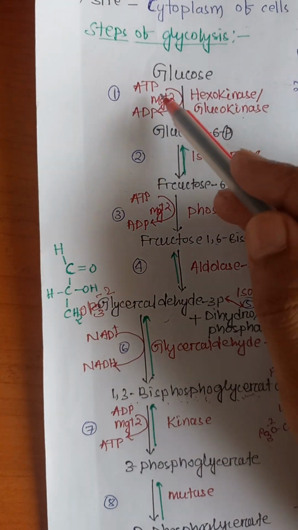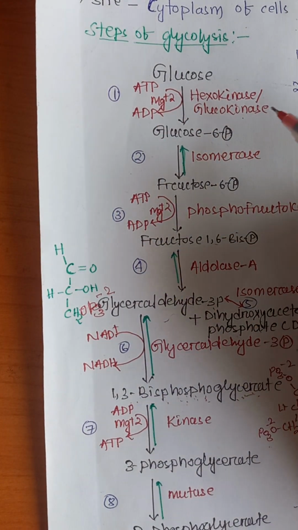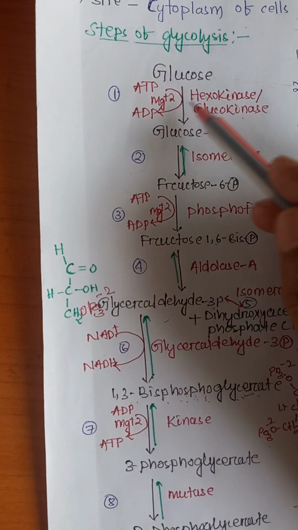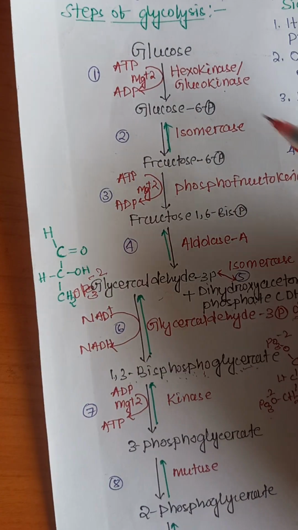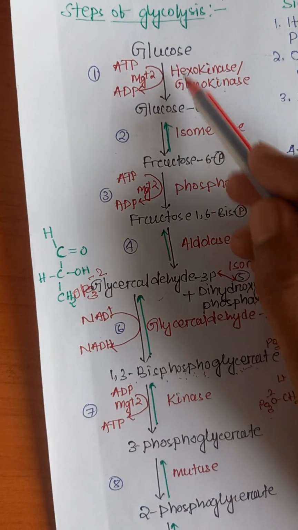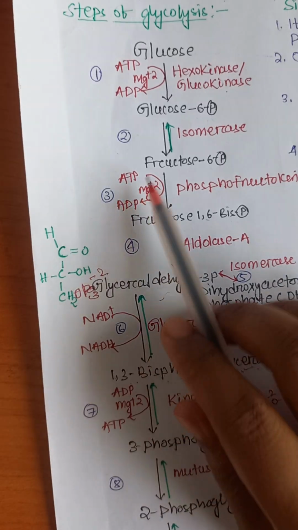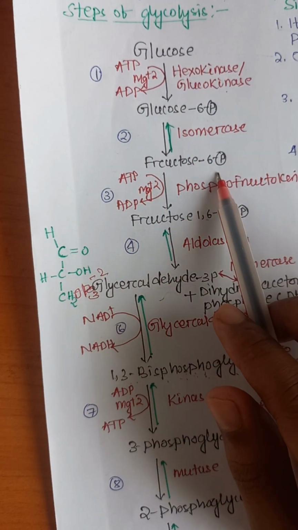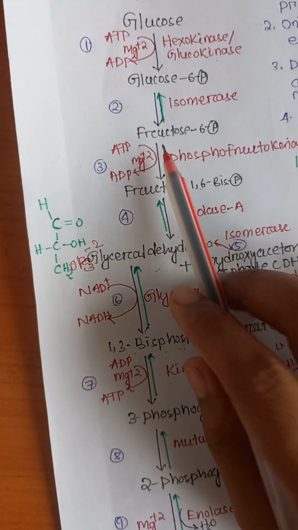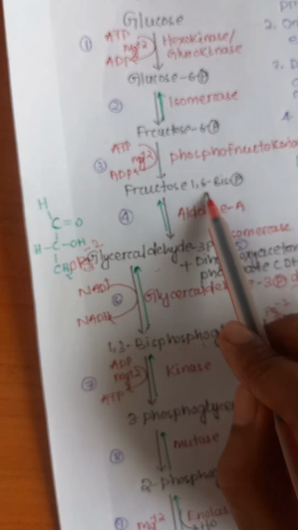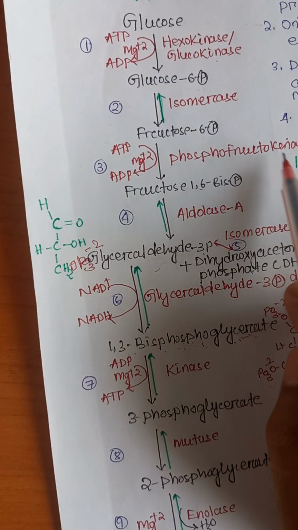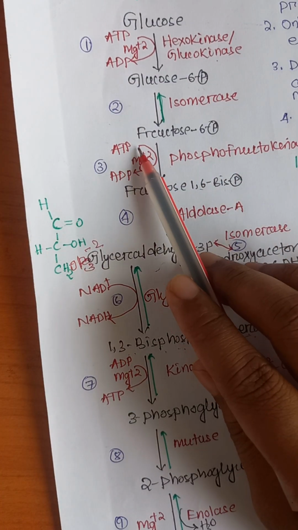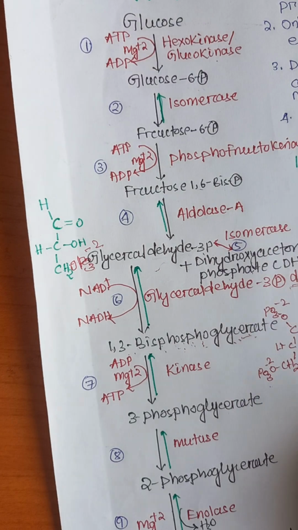Here one ATP was utilized by the kinase, and we know that when a kinase is present, there will be utilization of magnesium ion as a coenzyme. So glucose is converted to glucose 6 phosphate, and this is isomerized to fructose 6 phosphate with the help of isomerase. Fructose 6 phosphate is converted into fructose 1,6 bisphosphate with the help of phosphofructokinase, and there will be utilization of 1 ATP and magnesium ion as a coenzyme.